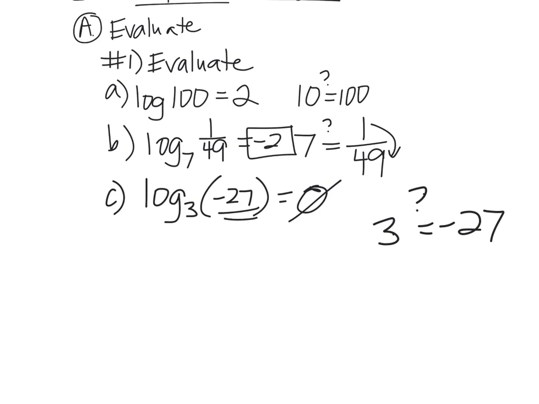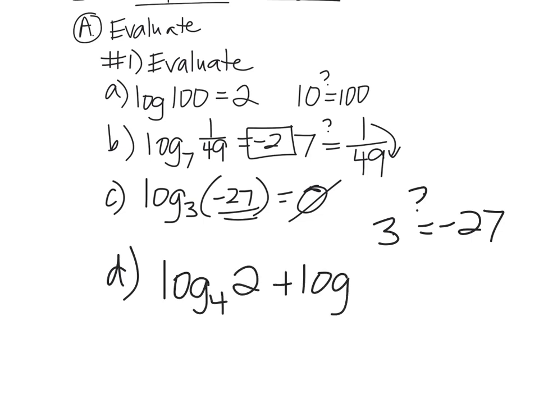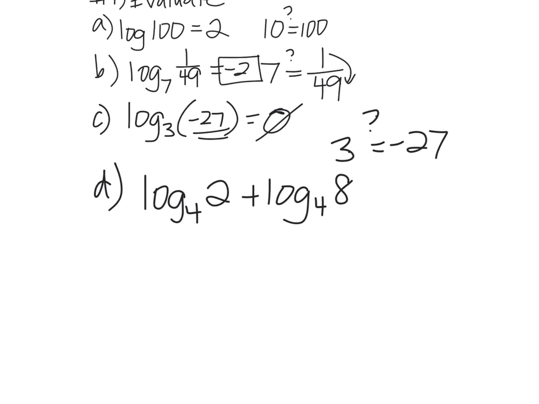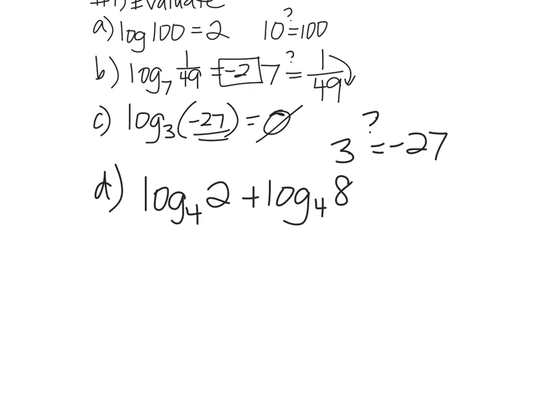All right. Let's do this one. Letter D. Let's go with log base 4 of 2 plus log base 4 of 8. Now, you can do this one of 2 ways. You can keep it separated and solve them each individually, which is kind of tough. 4 to the what is 2? Do you know that? It's 1/2. It's a tough one. So the square root of 4 is 2.